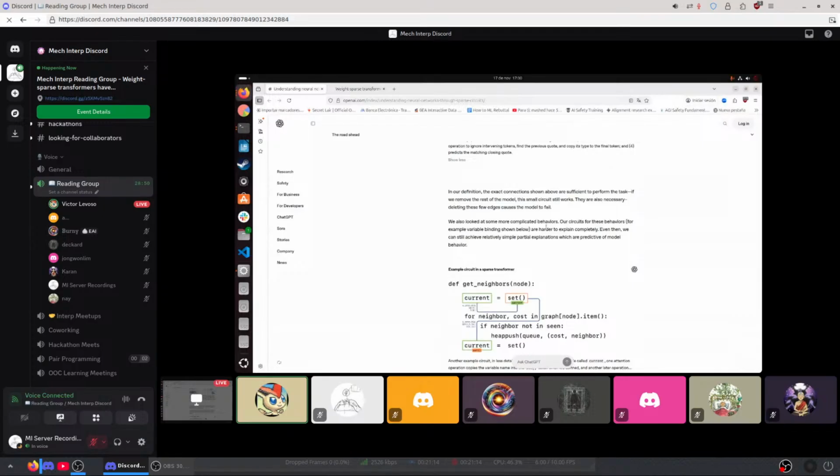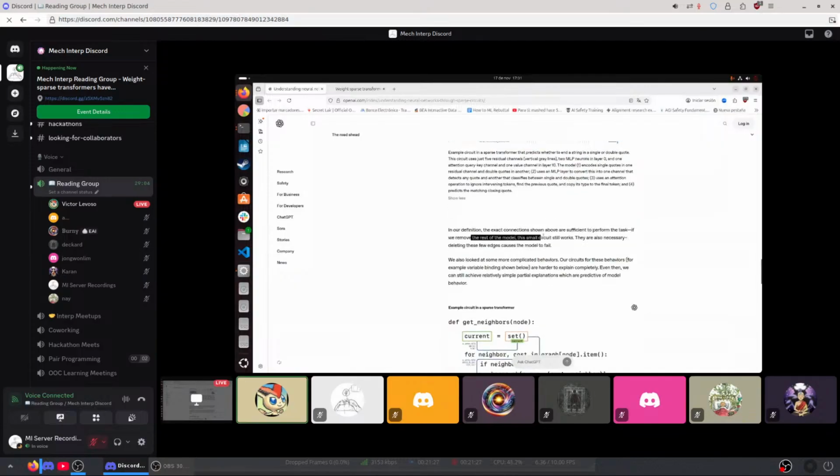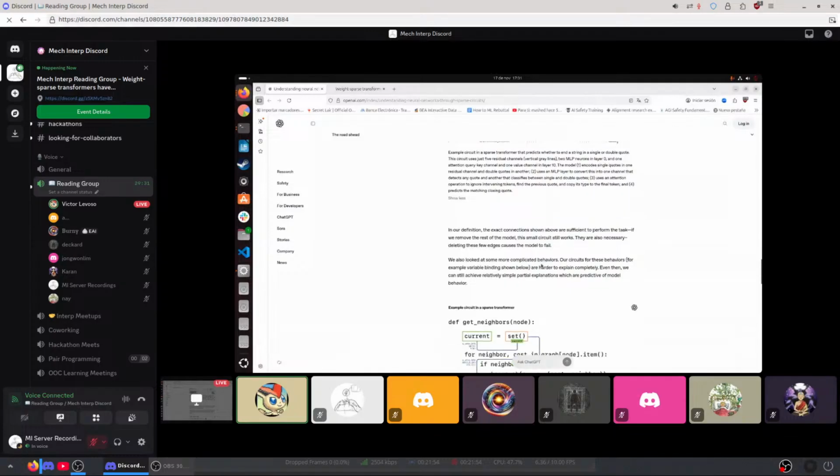In our definition, the set of connections shown above is sufficient to perform the task. They are also necessary. So if they remove the rest of the model, the small circuit still works, which is actually pretty nice because this often is not the case. This is a more stringent definition of what a circuit doing a task is than what people use with normal networks, where it's a lot more of a mess.